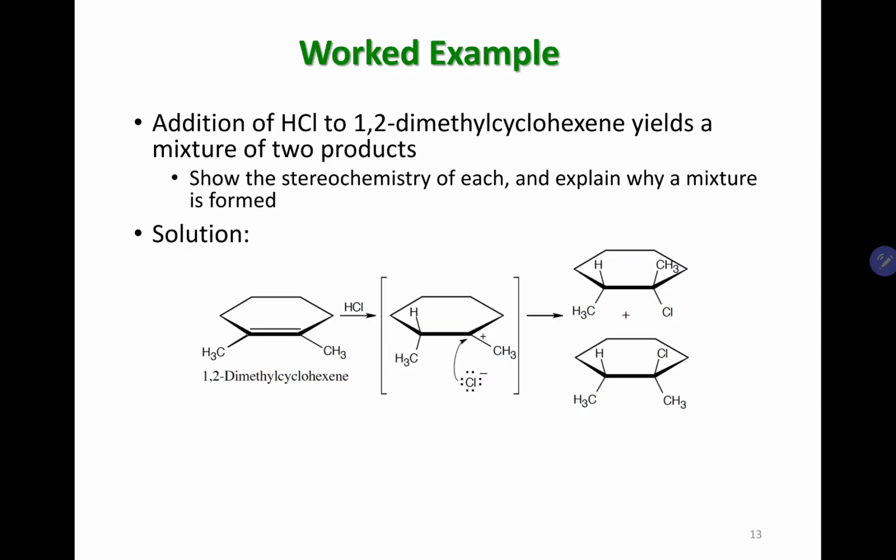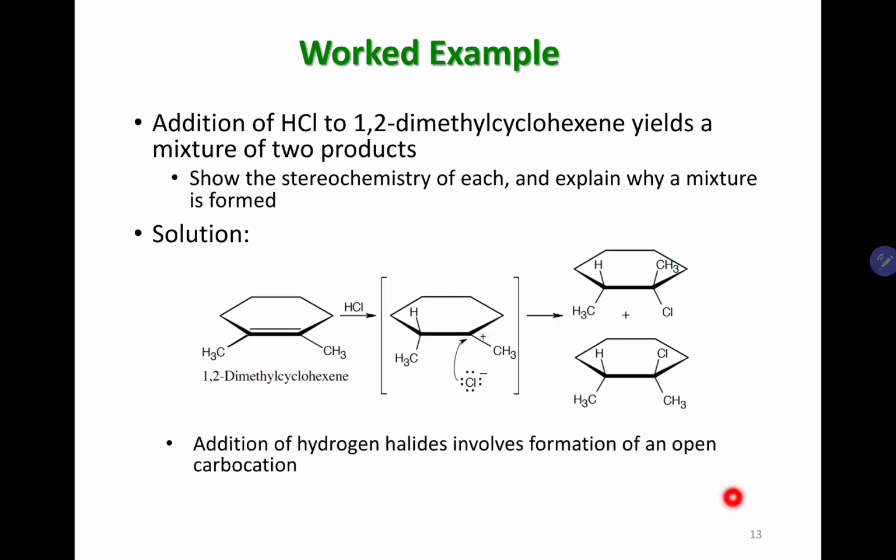Once again, guys, the carbocation that we get here is unlike the bromonium ion. It is not blocking one of the sides. So the chlorine could either reach from the bottom or from the top, giving you two different isomers.